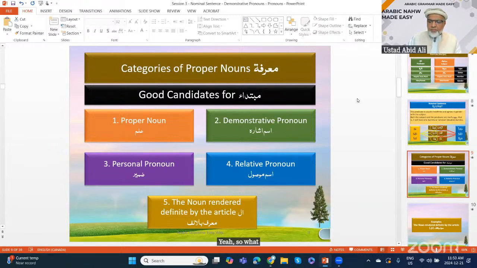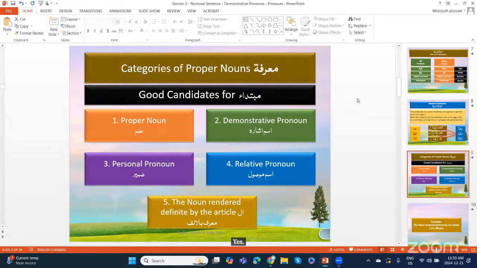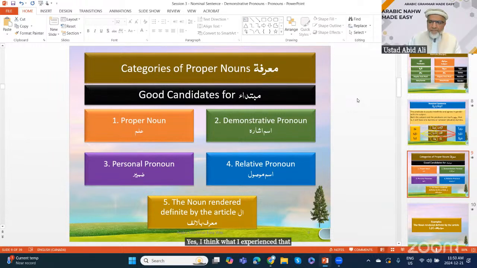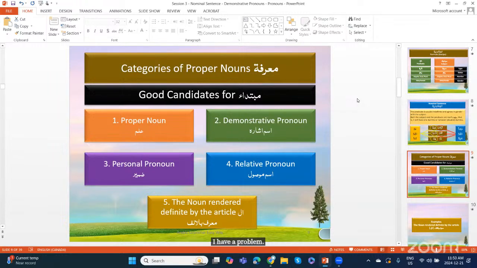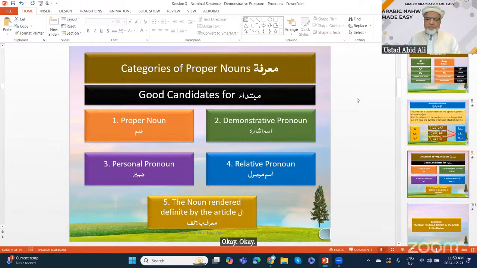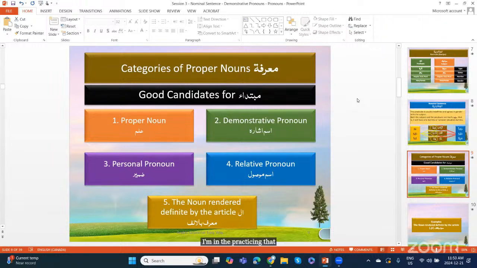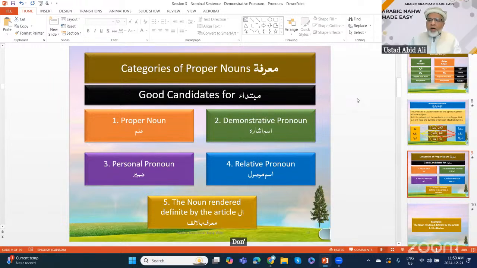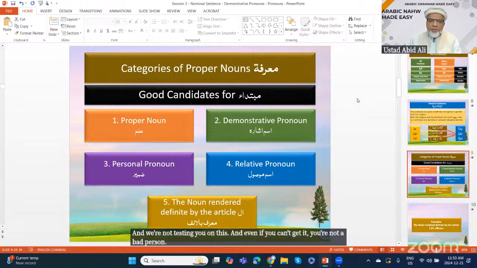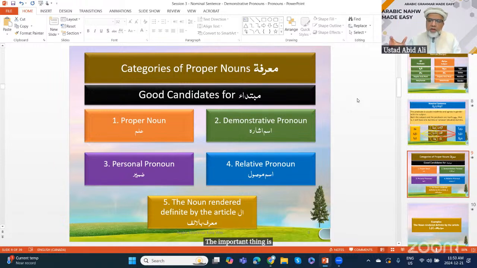Sister Munira, question? Yes, I think what I experienced is that I have a problem with the application of the formulas. I'm practicing, I know all the pronouns, but when I apply it, I get nervous. Don't worry about it. The first thing you do, you throw the nervousness out of the window. Why? Because we are like a family and we're not testing you on this. And even if you can't get it, you're not a bad person. The important thing is you're here, mashallah, your heart is in the right place and your efforts are showing that you're working really hard.